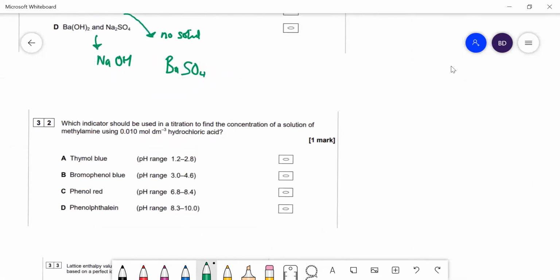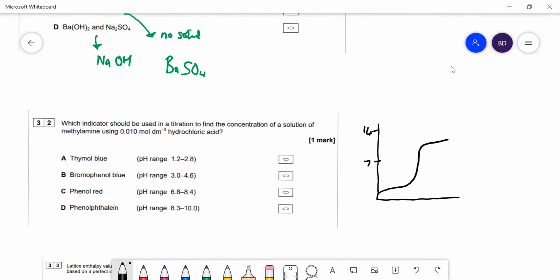Question 2. Indicator using the titration to find the concentration of methylamine. Now, methylamine is going to be a weak base. So if you just sketch that titration curve, I'm going to draw it the other way around. I'm going to start off with the acid, hydrochloric acid, and add the methylamine. You're going to get a curve something like that shape.